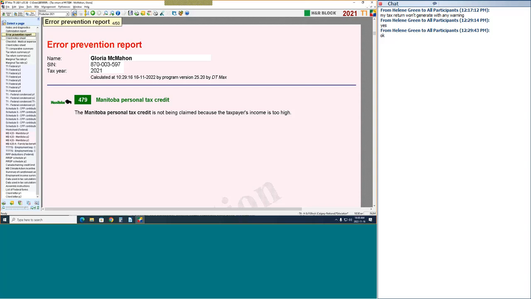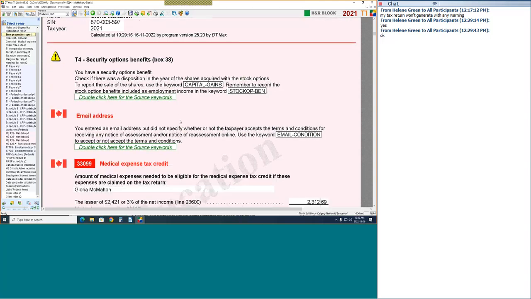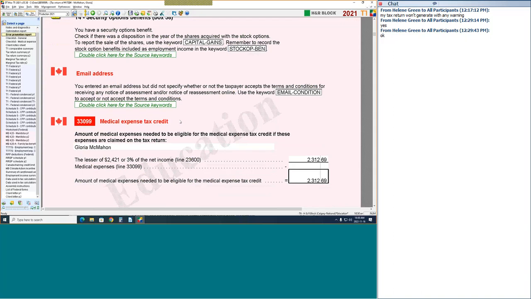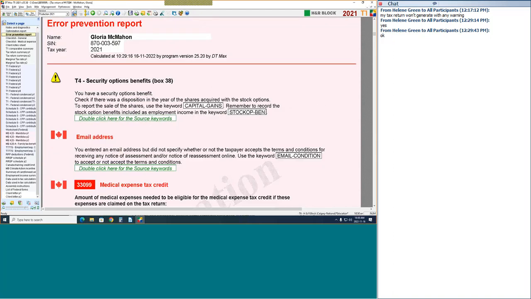And then there will be an error prevention report as well. This is going to be a section where it's going to give you some more information that might be useful when you're doing the return. So this is going to say, oh, there is a security options benefit. Here's a few things to double check in your data entry. Make sure you've done these things. So then it's going to say, oh, if you've sold shares, don't forget you need to dispose of the shares, and that's how you do it. Don't forget to include the box 38. So make sure you have a box 38, and if you're not sure, you can double click and it'll pull up the source keywords, and then you can add them into your computer.